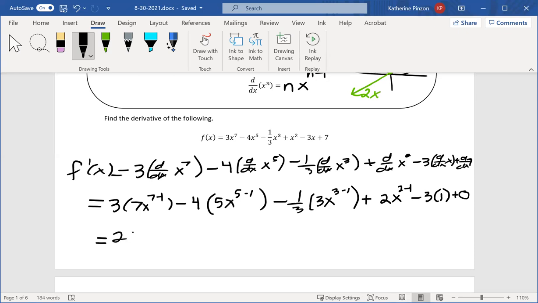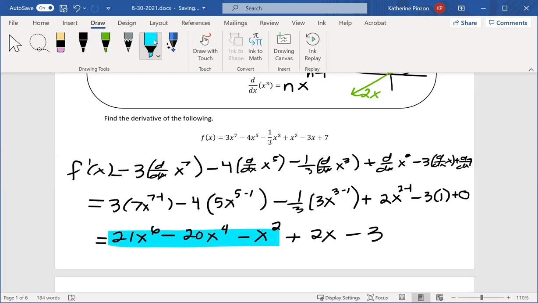Okay, 7 times 3 makes 21, x to the 6th, minus 4 times 5 makes 20, x to the 4th, minus 1/3 times 3 makes 1, x squared, plus 2x minus 3. So that's my derivative.